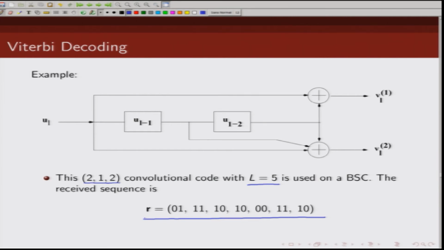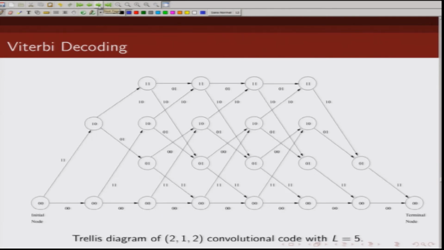So, how do we proceed? The first step is we will draw the state diagram of this convolutional encoder and we will draw the trellis diagram of this convolutional encoder. So, what I have here is the trellis diagram of this rate 1/2 convolutional encoder. Please note, initially we are starting with all 0 state.